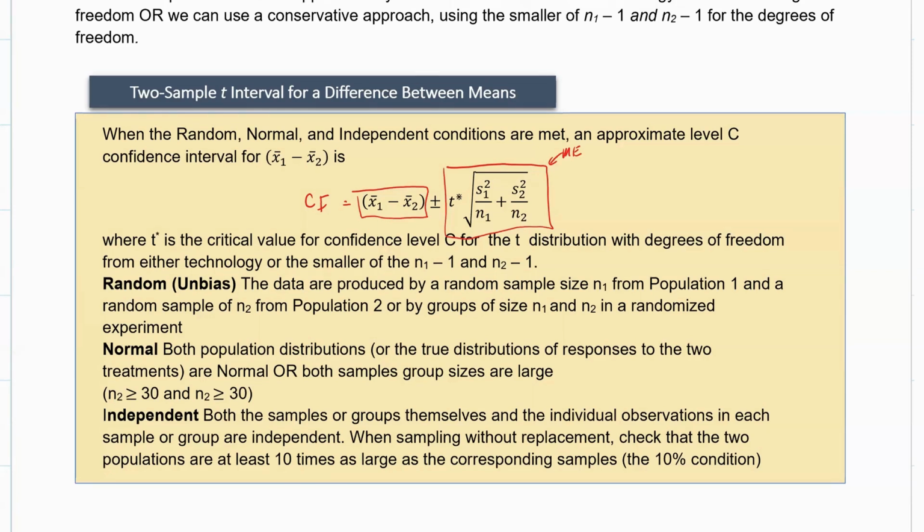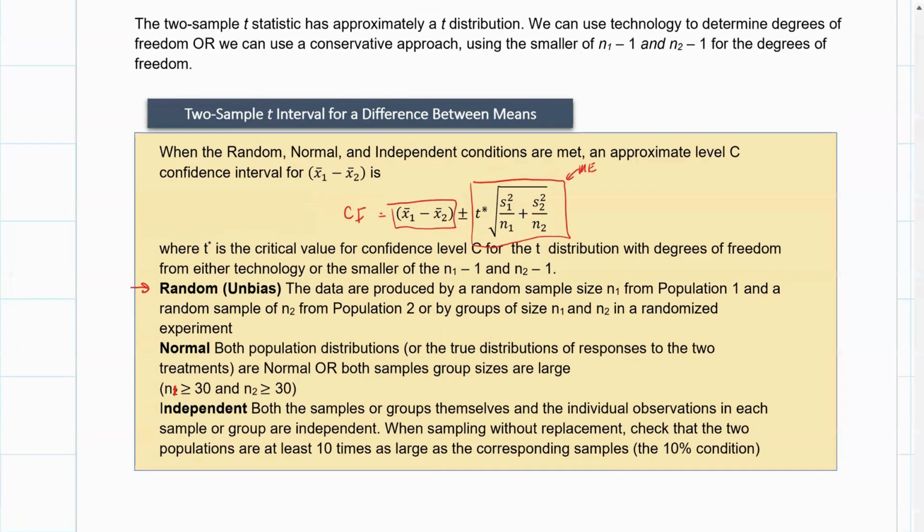As normal, we have three conditions that need to be met. The sampling needs to be made up of two independent, random samples, one from population one and one from population two. We need to know that the sampling distribution is normal, and we satisfy that if both populations are normal or if both sample sizes are 30 or more. And then, of course, we don't want to oversample. We don't want to lose the independence. So we check to make sure that neither sample is any bigger than 1/10 of the population size.